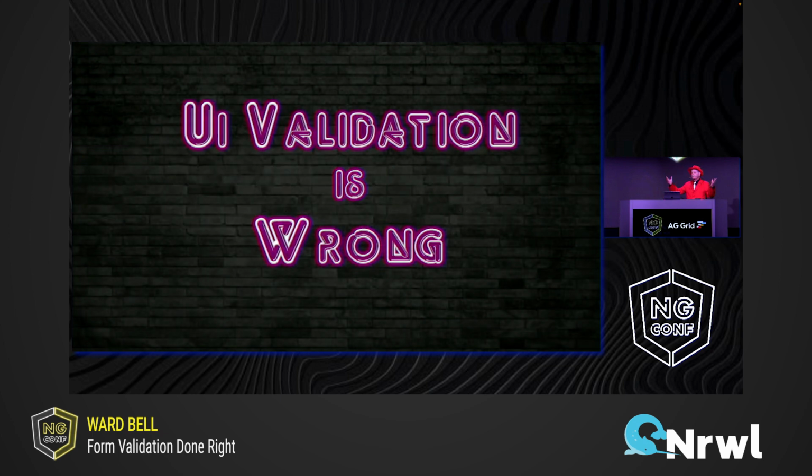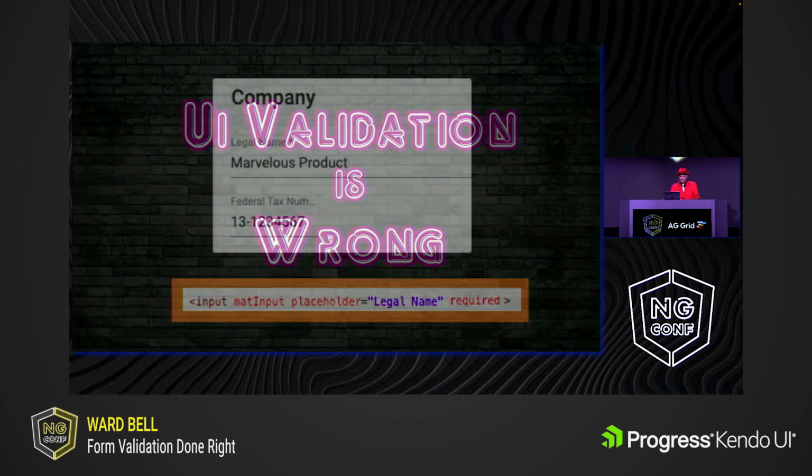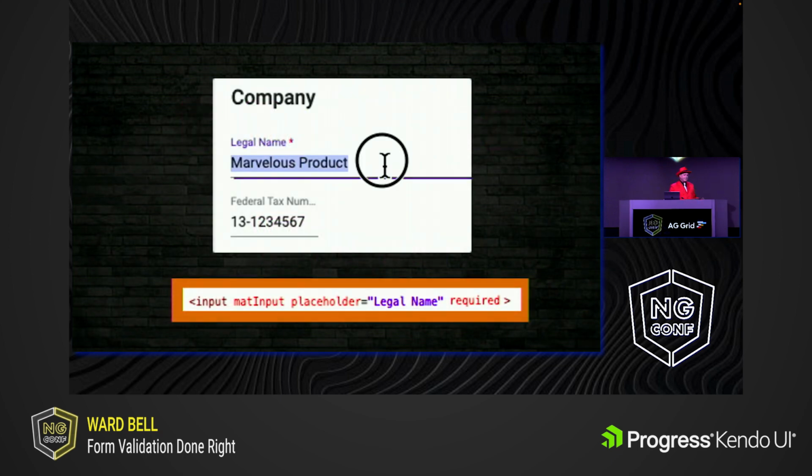Okay, but there's a deeper problem, and that is that our architecture is wrong. We're trying to do validation in the UI, and that's not where it belongs. All right, let me show you what I mean by that. Okay, so, we know how to do this.